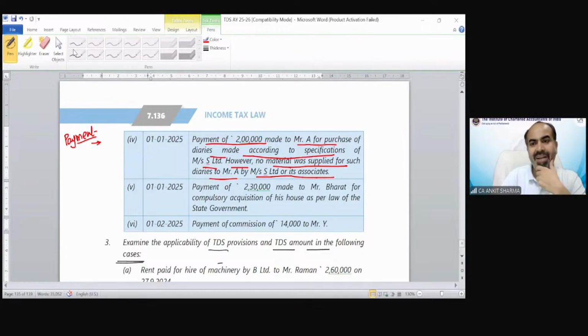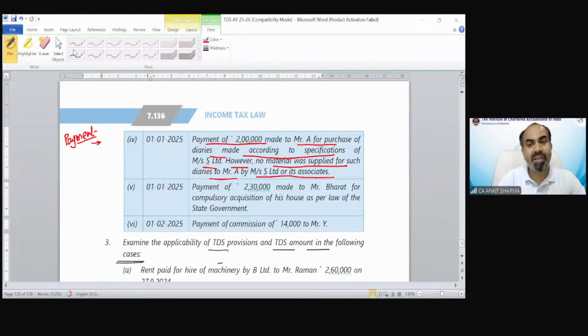194C work contracts, no TDS. Harsh Kaur is saying. Why no TDS, Harsh? Soumya is saying correct. Almas was also saying correct. There is no material supply from the customer. And because material is not supplied by the customer, there would not be a contract for work. There would be, technically, a sale of material.